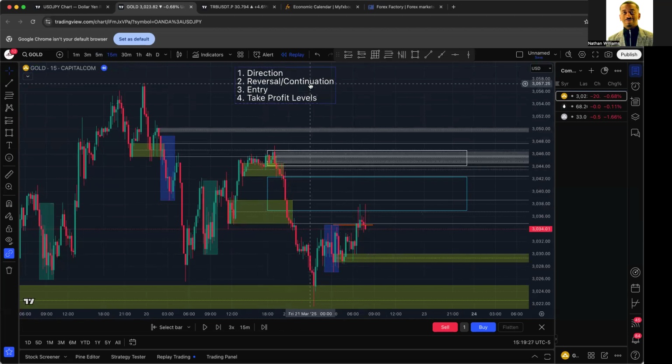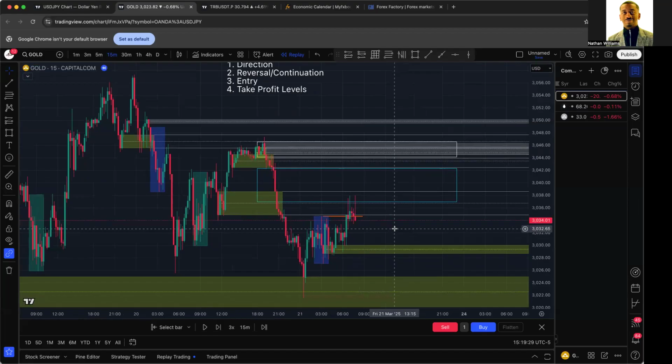I'm expecting a continuation because of three things. Number one, we swept the buy side. We swept the high of London session. Typically, when you sweep buy side, you look for price to go and trend down to then take out sell side. We swept the buy side liquidity, or price has taken out the buy side liquidity of London session.